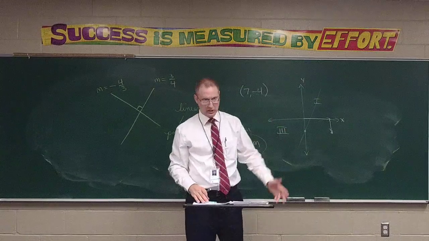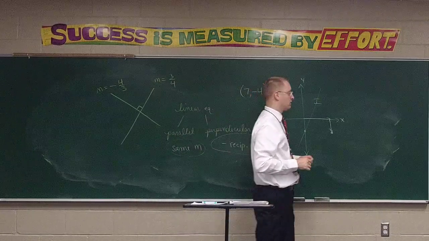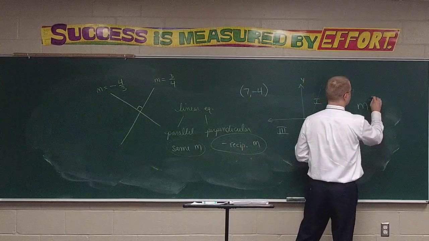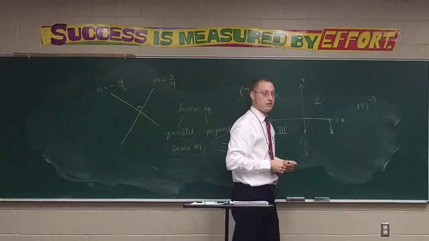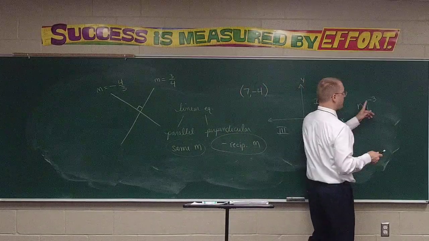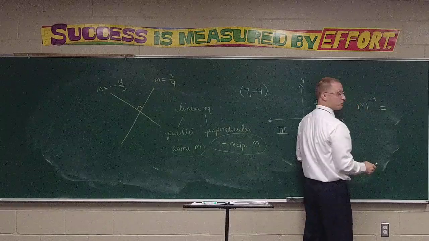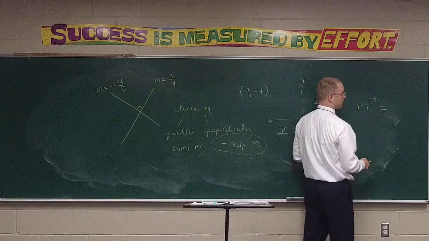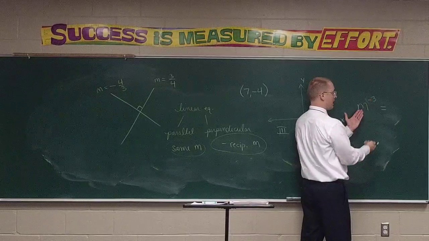Negative exponent. What does a negative exponent mean? For instance, if I had m to the negative third, what is that? Go back a little while. Negative exponent means reciprocal. So that m to the negative third would be equal to what? The reciprocal of m cubed.